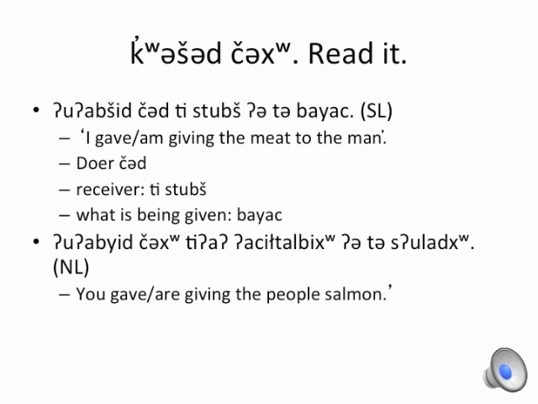And the second one, O abyid chef tia atsish tabu atas ulad. You gave or are giving the people salmon. You are the doer, atsish tabu is the receiver, and ulad is what is being given.